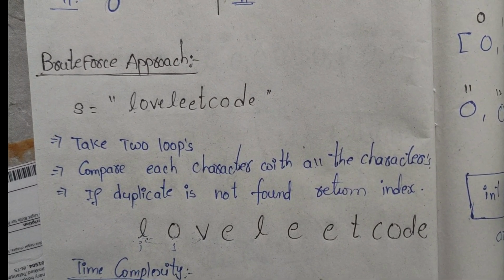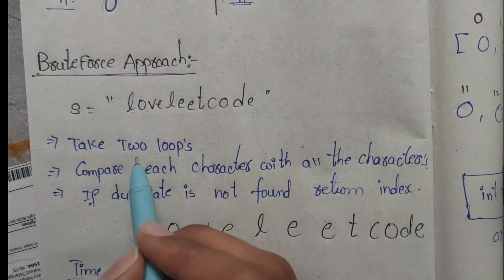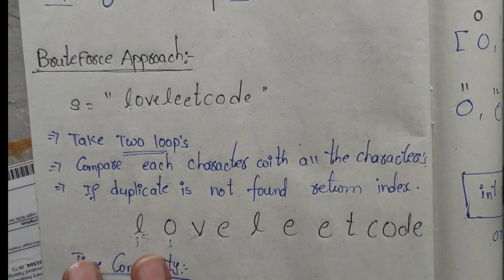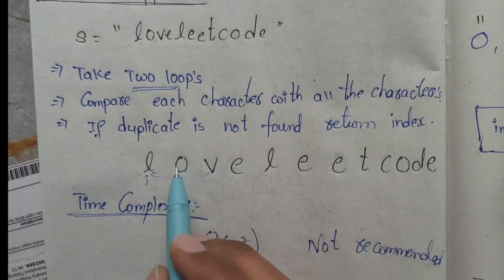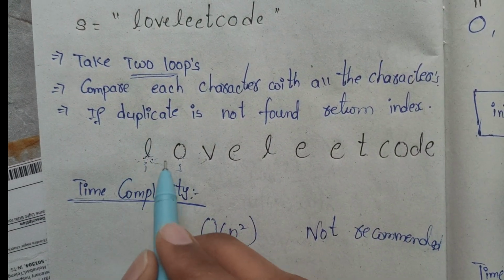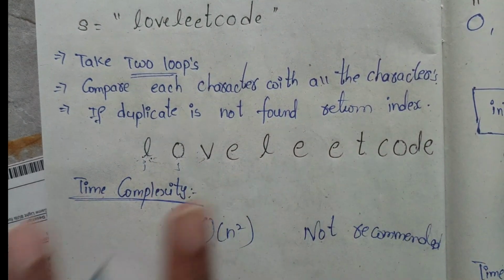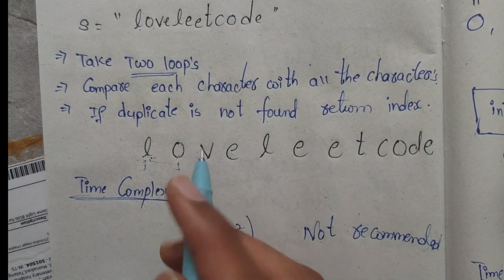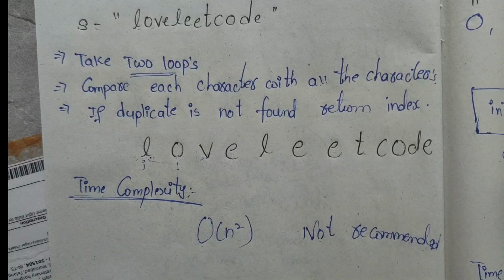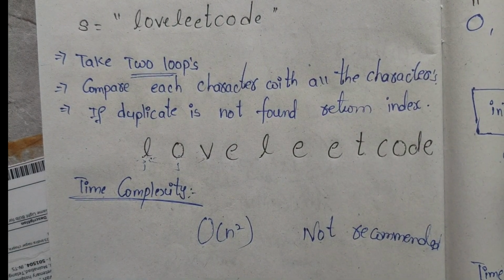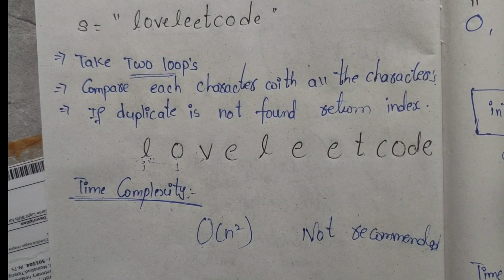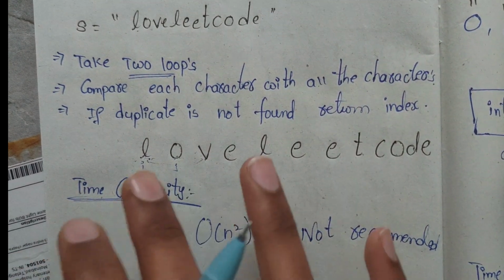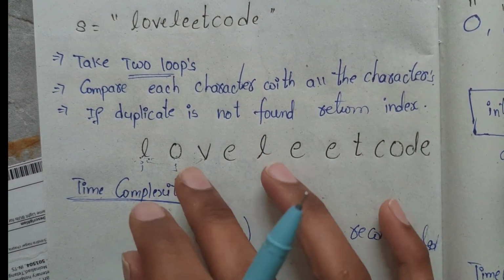In the brute force approach I am going to solve this problem by taking 2 loops. Let us see how we are going to solve this by taking 2 loops. What I am going to do here is compare each character with all the other remaining characters present in the given string. Like that I am going to compare each and every character. If a duplicate is found, I move to the next character. Again I check whether any other duplicate is found or not. If a duplicate is found, then again we have to go to the next character. So we have to iterate this loop as long as we find a duplicate element.